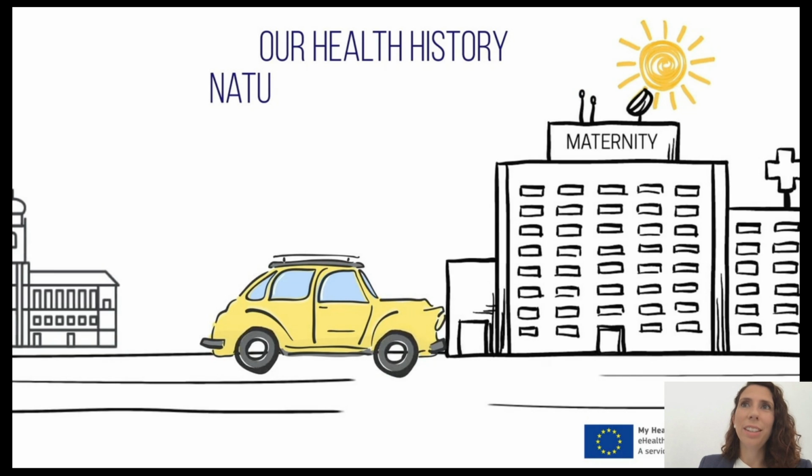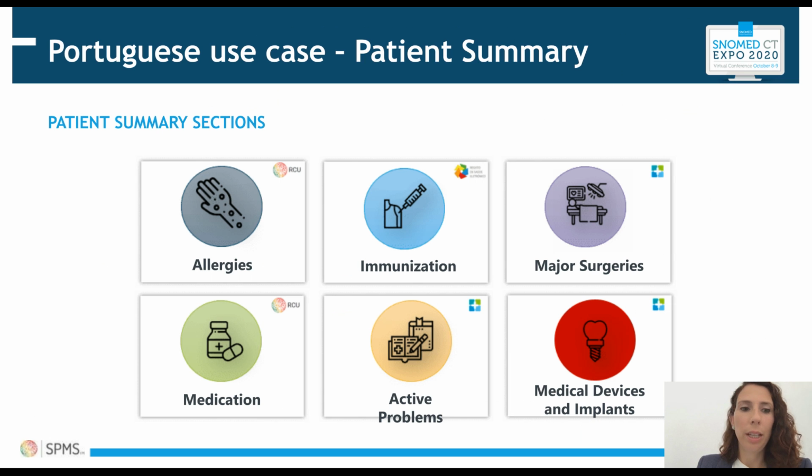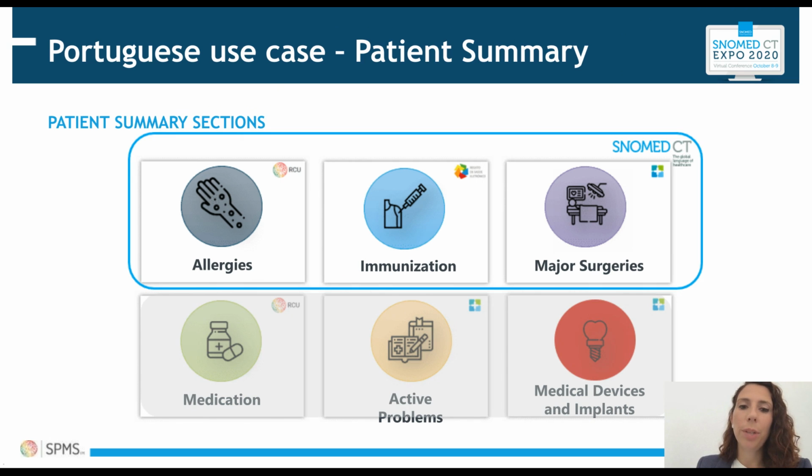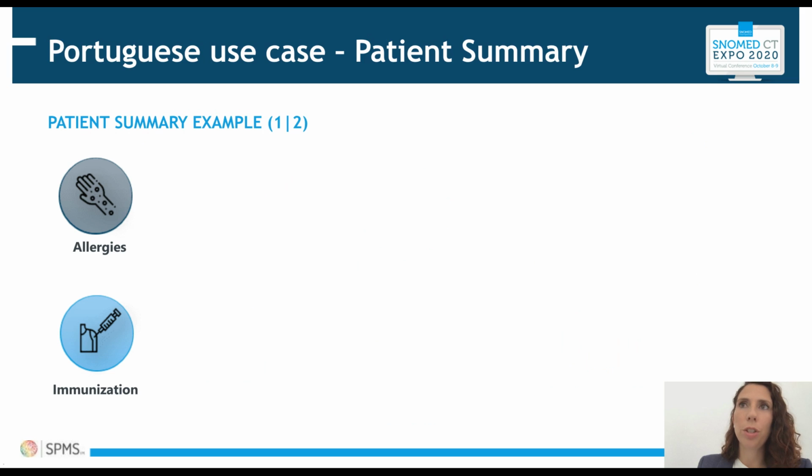So we can see that the patient summary is like a suitcase full of health records. The service is already live in 4 countries, but the plan is to expand to all the European Union countries. So now, diving into the document itself, the patient summary has 6 sections of information. 3 of them using SNOMED CT application, the allergies, the immunizations, and the major surgery section.